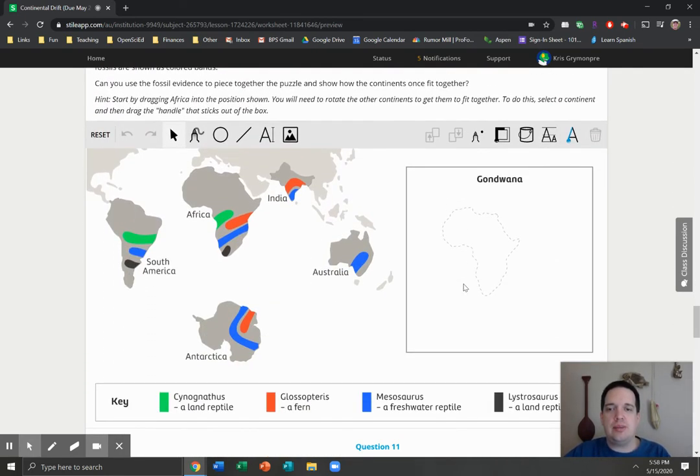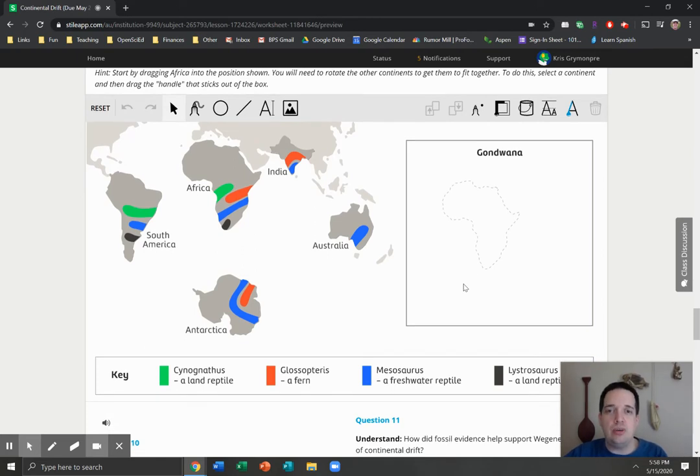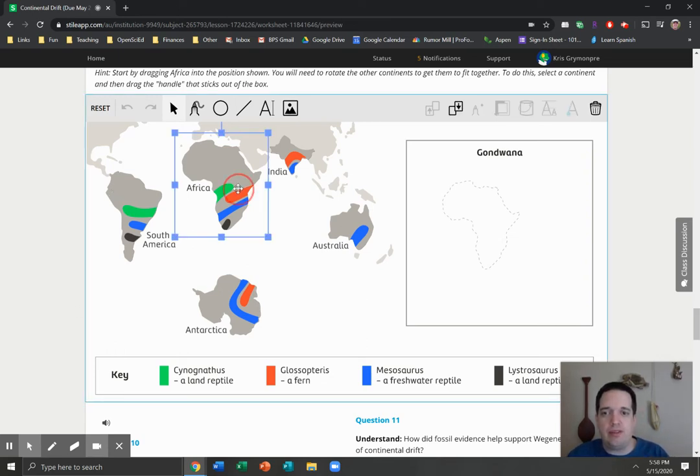So next you're going to come across an interactive that you get to see if you can figure out Gondwanaland. So it's made up of South America, Africa, India, Australia, and Antarctica. And your job is to use the places where these fossils were found. We think that those used to match up. And so you're going to see if you can fit the shapes of the continents together and the locations of the fossils. It's a little bit like a puzzle. You need to use all 5 of these shapes.